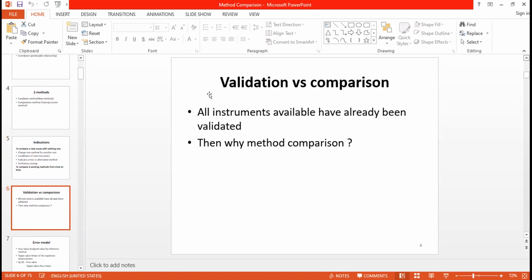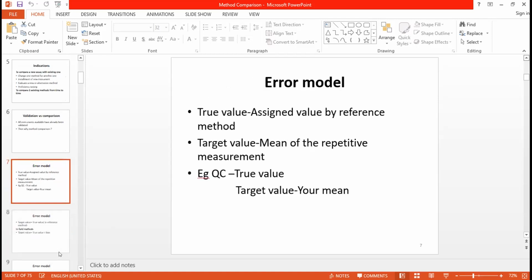Whether the method is old or new, all your instruments and methods have already been validated, in the sense that the manufacturer's claims on accuracy, precision, sensitivity, specificity, and so many other things have already been confirmed by a third-party agency before they come and get installed in your lab. Then, why do you want to compare two methods? To answer that, I will get on to the error model.